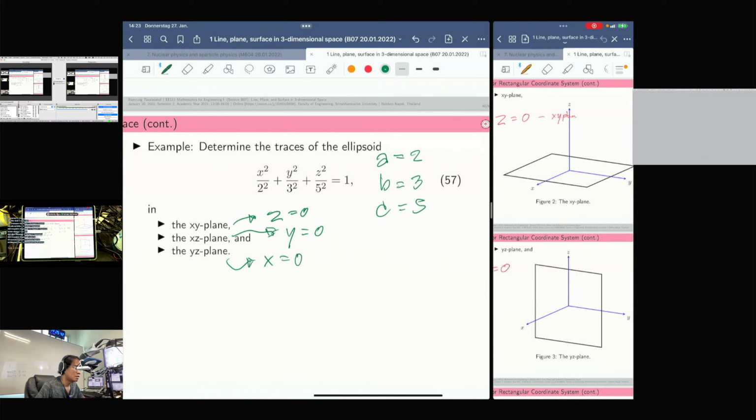Can anyone answer? Someone has answered: x squared divided by 2 squared, plus y squared divided by 3 squared, equal to 1. That's the result. Anyone else?